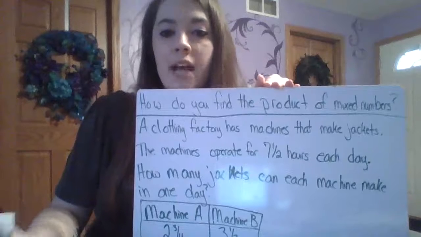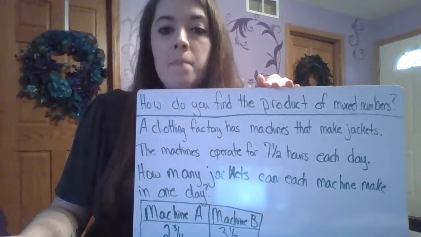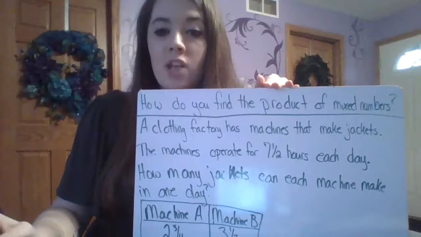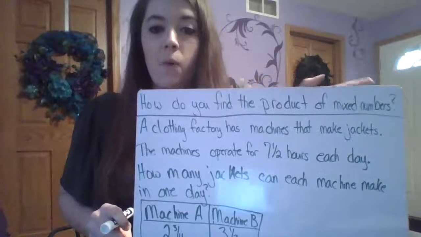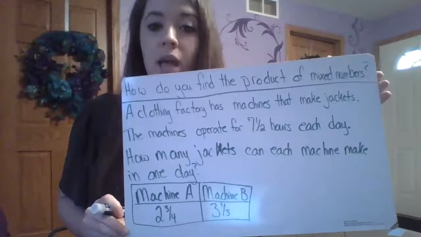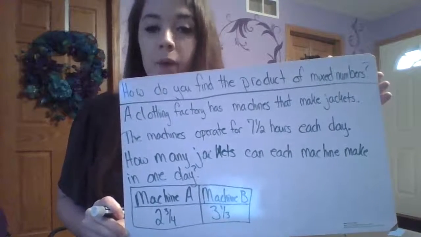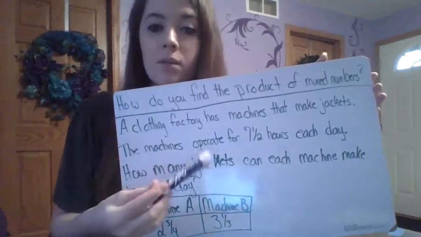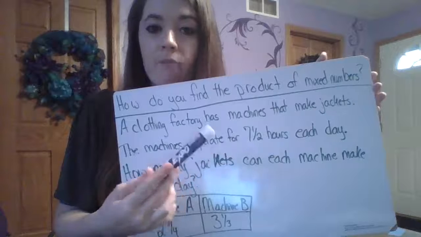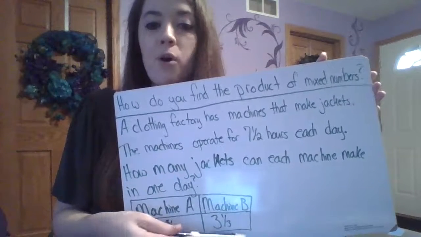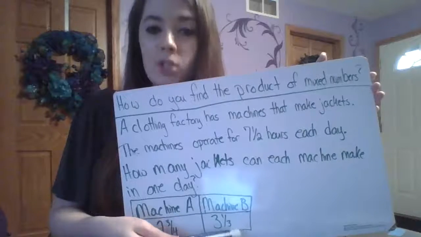A clothing factory has machines that make jackets. The machines operate for 7.5 hours each day. How many jackets can each machine make in one day? So we've got machine A, which is 2 3/4, and machine B, which is 3 1/3. Because we know how long the machines operate, 7.5 hours each day, we're going to multiply that to both machine A and machine B.